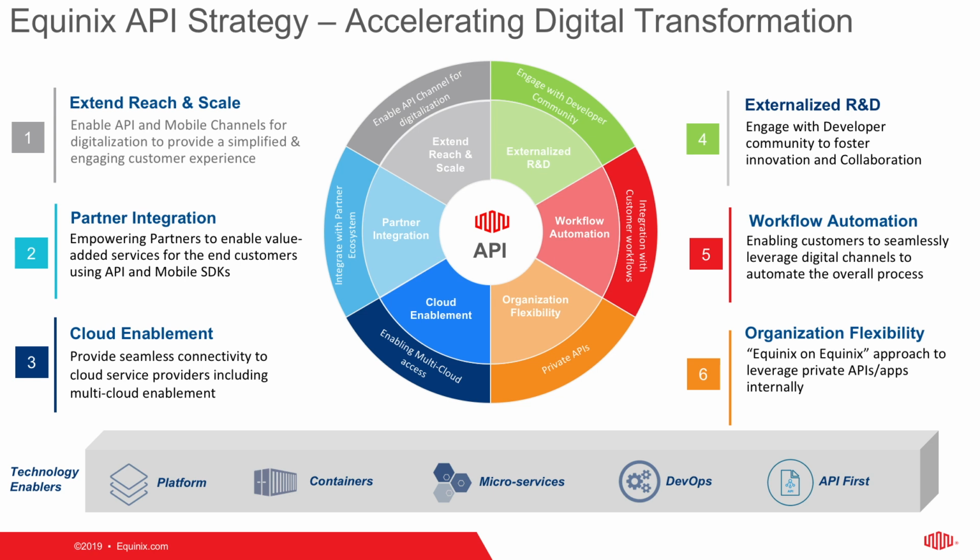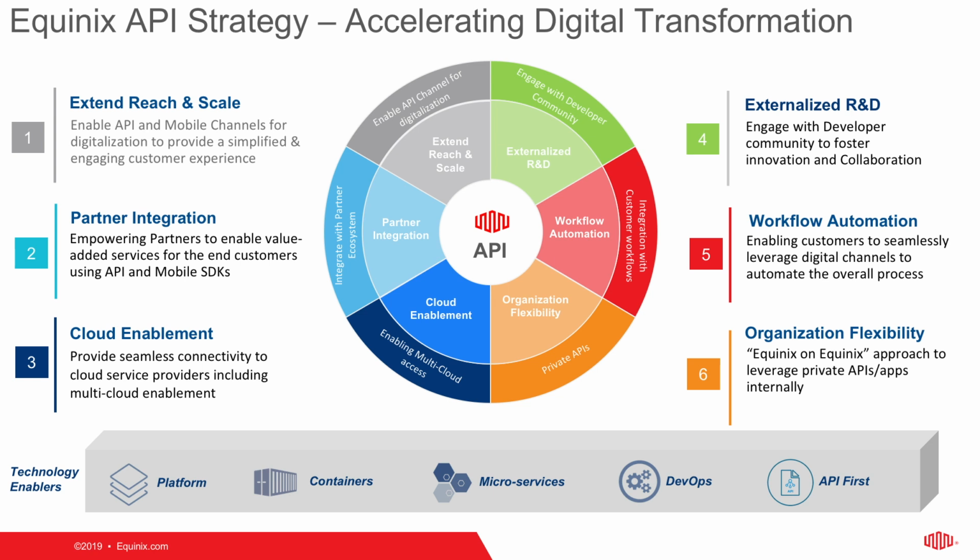Those 6 were, number 1, extend reach and scale. We wanted to extend our reach to our customers and partners around API integrations, because we have partners like resellers who resell our services to their customers, and API is the best way for them to integrate. Second was partner integration, where our partners integrate our capabilities into their ecosystem and provide value-added services to their customers. Third was cloud enablement.